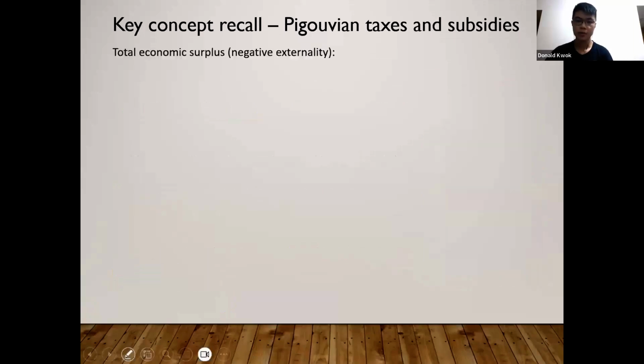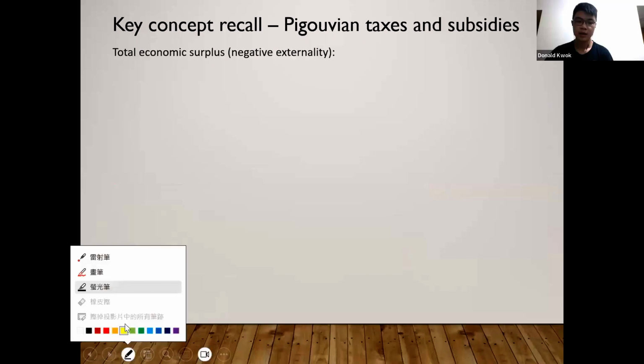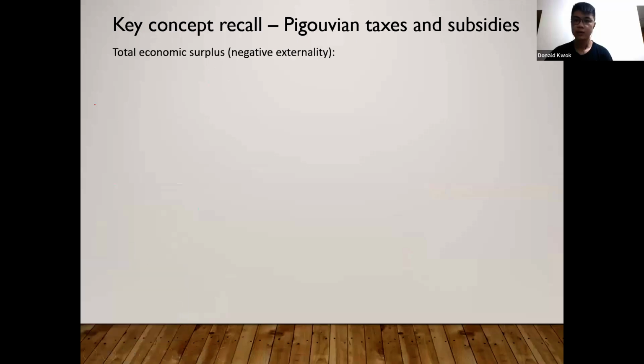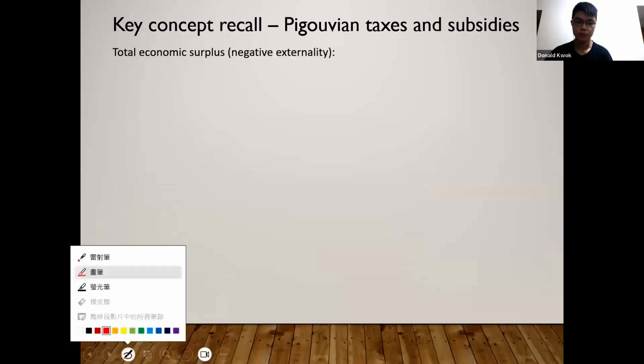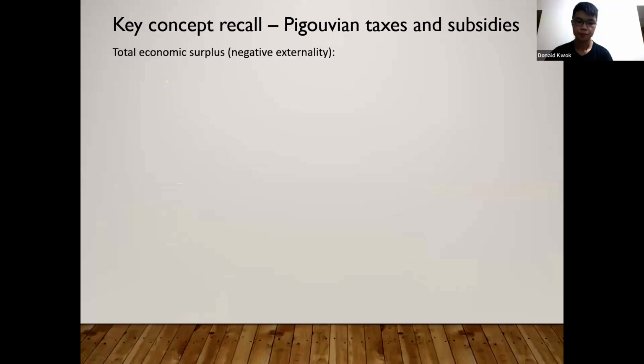So let me start with negative externality. I will use the empty slide here to draw some graphs with you. All right. When there is negative externality, this means that there's divergence between the cost curves. So we have the cost curve like this.